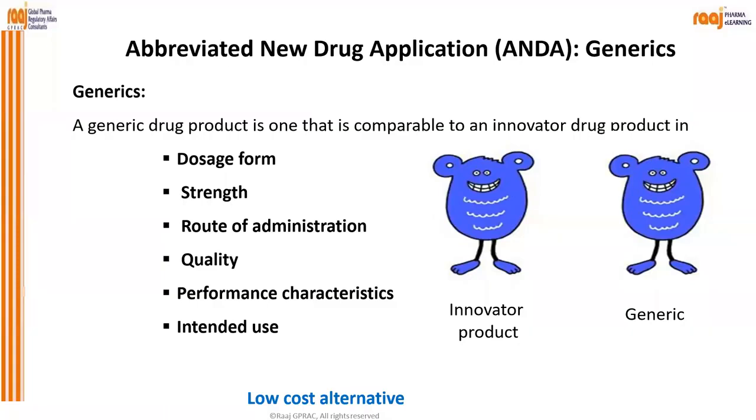So a generic drug product is one that is comparable to an innovator drug product in the dosage form, strength, route of administration, quality, performance characteristic, and the intended use. So you have to take care of that when you are going to develop the generic. It should be exactly similar to your innovator product. And in this, you have to go with the exact dosage form, strength, route of administration, and all other quality parameters, performance characteristic, and the IFU, that is intent for use. Correct?